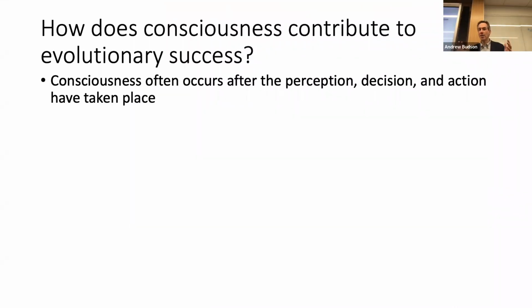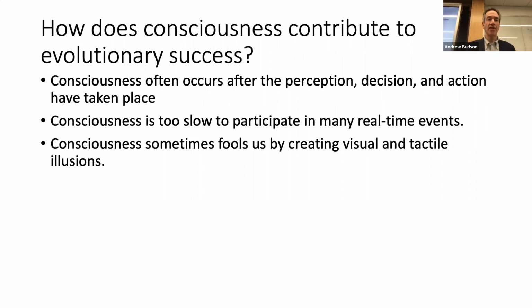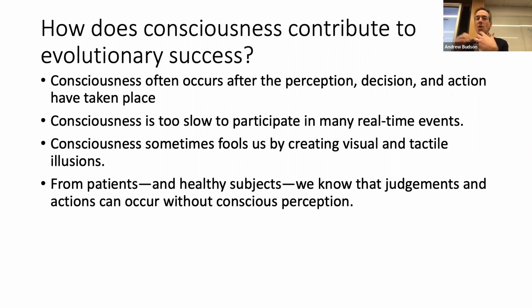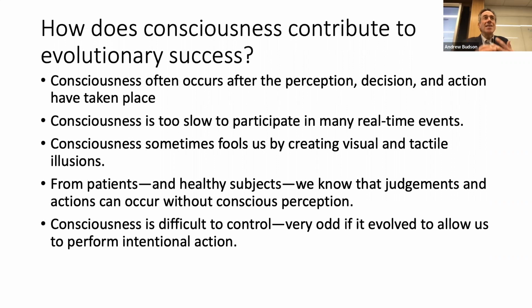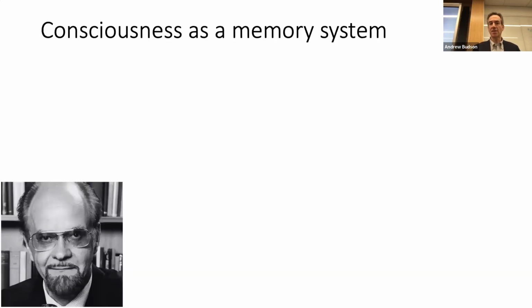So how is it that consciousness contributes to evolutionary success? It's taking place after the perception, decision, and action. It's too slow to participate in many real-time events. It fools us by creating these visual and tactile illusions. We know that these judgments and actions can occur without conscious perception. And consciousness is difficult to control, which is very odd if the purpose of consciousness was to help us perform intentional action. So what does it do? How does it contribute to evolutionary success?